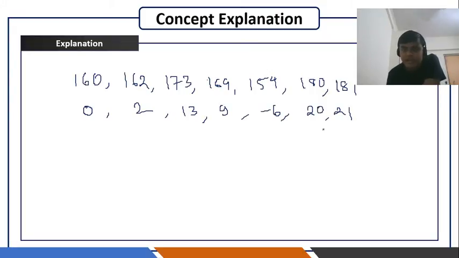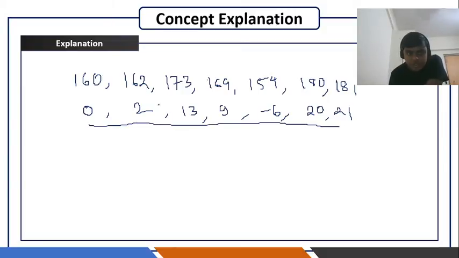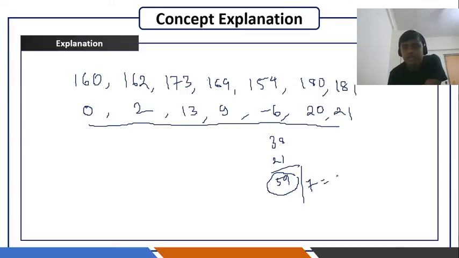Then my next step is to find the average of these numbers. 2 plus 13 is 15. 15 plus 9 is 24. 24 minus 6 is 18. 18 plus 20 is 38. 38 and 21 is 59. So I have 59, and there are 7 people present in the class. So 59 by 7 gives me 8.42. So 8.42 is the average.